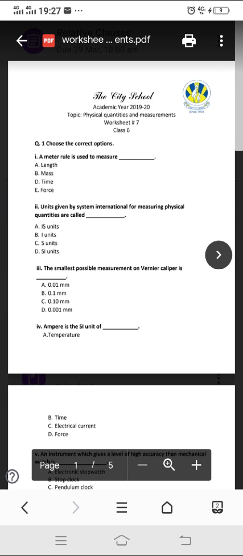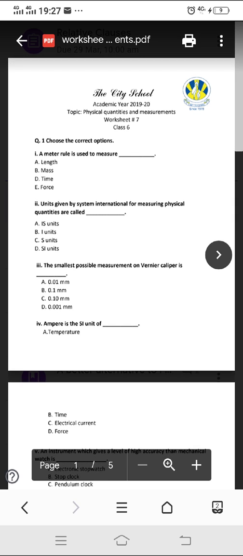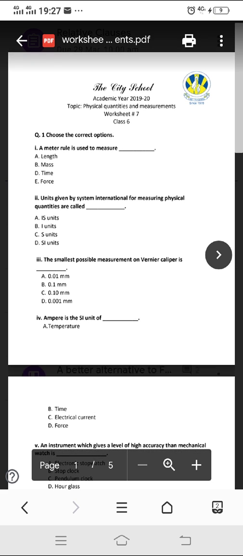We are going to go through all the options, and we'll be covering the concepts which have been covered by the questions in this worksheet. So question number 1 is, a meter rule is used to measure dash. So we'll be starting from option E.